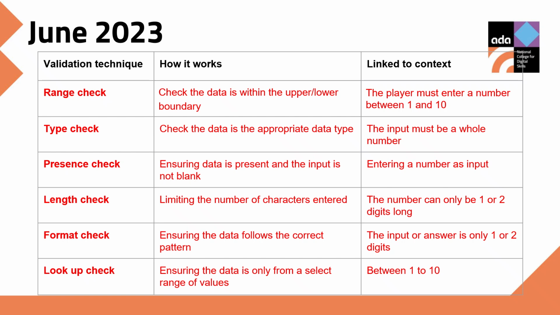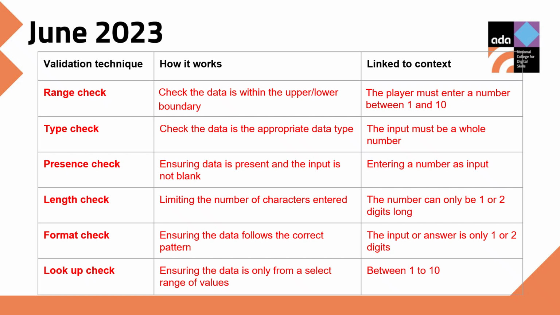Here are a range of answers that you could give for this question. Note how I have broken this down into the validation technique for your first mark, how it works for your second mark, and for the third mark, you are linking it back to the context. So for example, you could do a range check to check that the data you've input is within the upper and lower boundary. Note, to link it back to the context, the player needs to enter a number between 1 and 10.